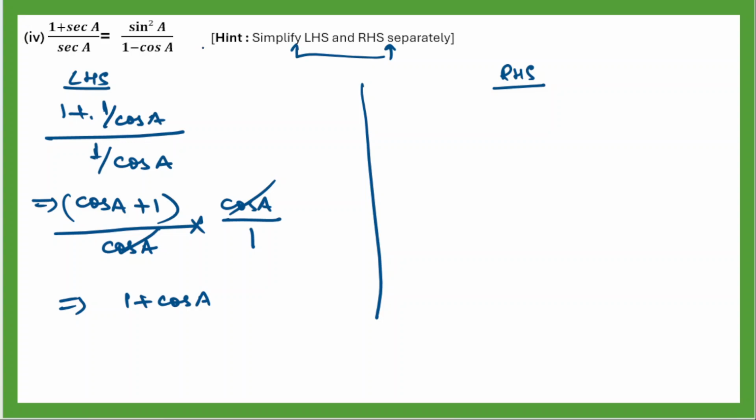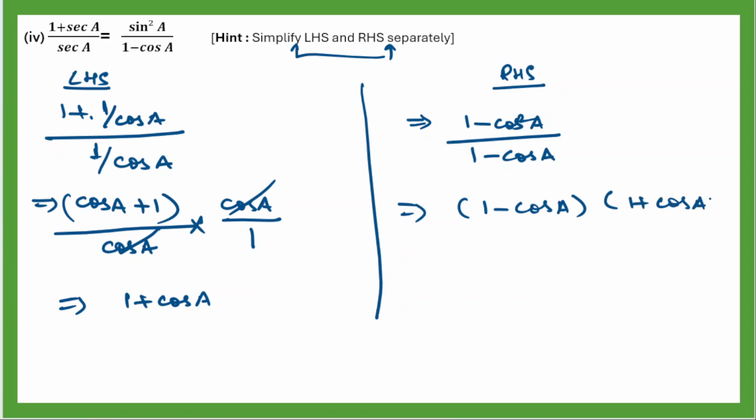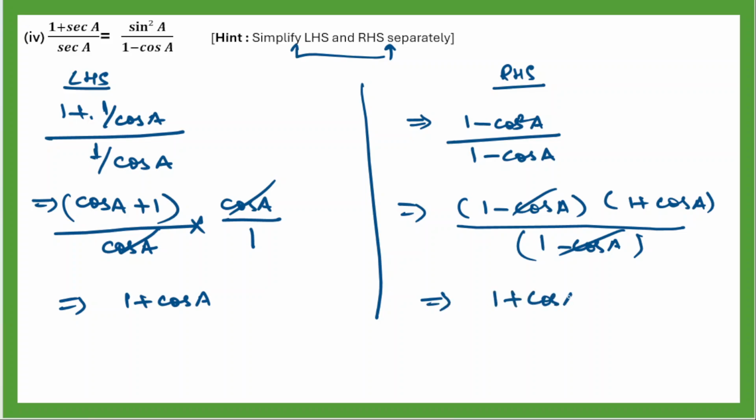So we are having sin square a divided by 1 minus cos a. We can write sin square as 1 minus cos square a divided by 1 minus cos a. We can write 1 minus cos square as (1 minus cos a)(1 plus cos a) divided by 1 minus cos a. This will cancel out and we will be left with 1 plus cos a. So left hand side is equal to right hand side. Hence proved.